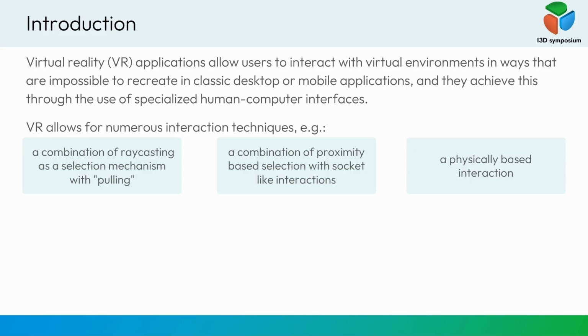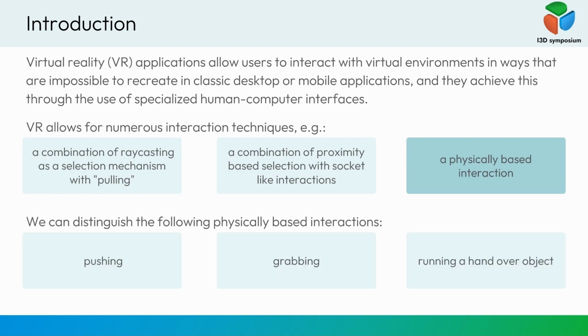Another widely used technique is a combination of proximity-based selection, then attaching the object to the hand through predefined sockets. And lastly, we have a large group of interactions that are based purely on physics. In this research, we focused on the physically based interactions. In this category, we can distinguish three distinct types of interactions: pushing, grabbing, and running a hand over an object.